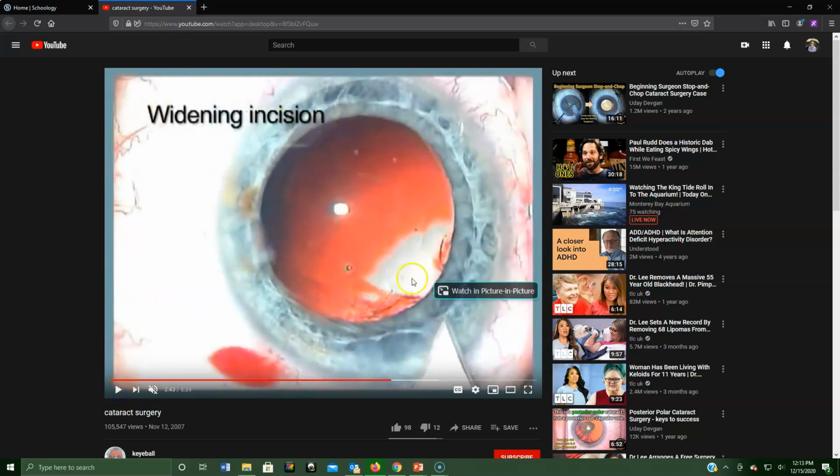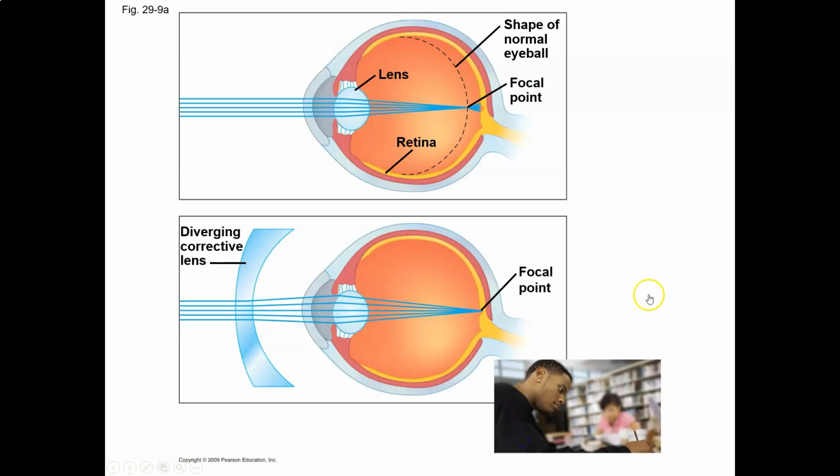So that's a cataract surgery. That person can now see when they could not before. And again, it's just amazing what we're able to do with technology these days.